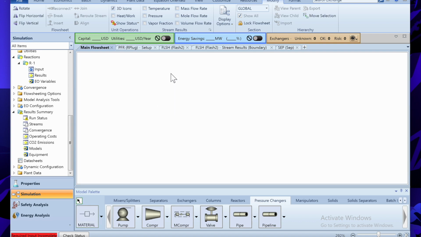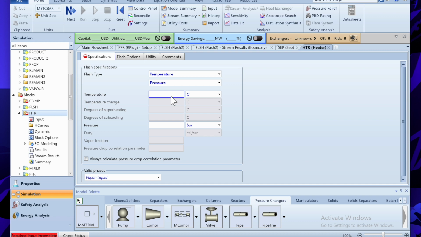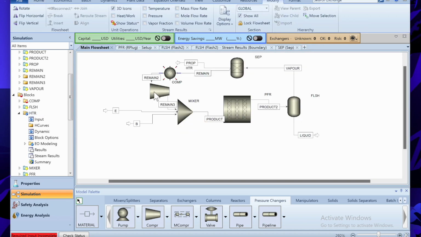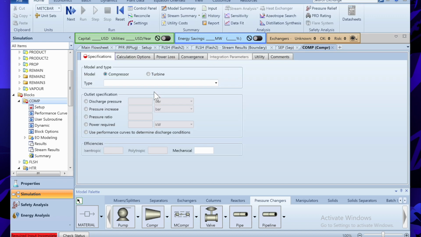Okay, so your heater is working at 190 degrees Celsius and there is no pressure drop or change against this. Then this is isentropic. So I am taking some arbitrary isentropic efficiency. You can change it.